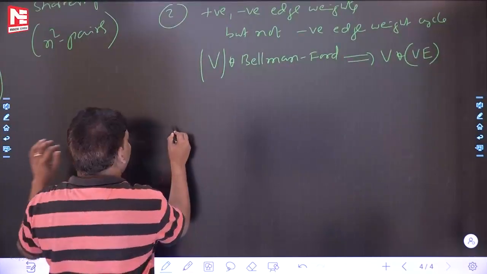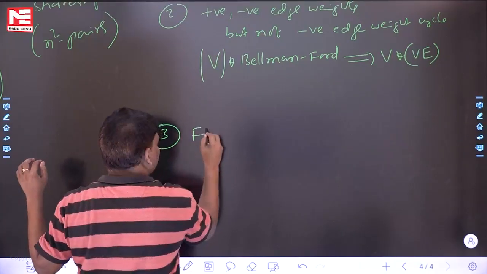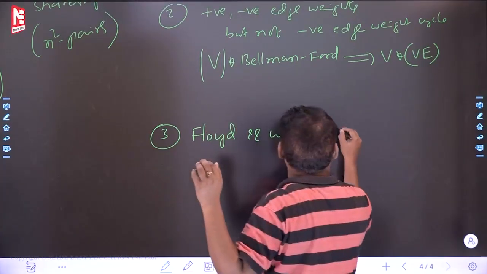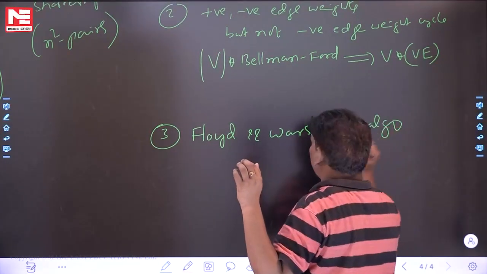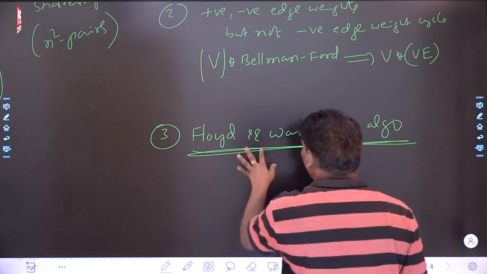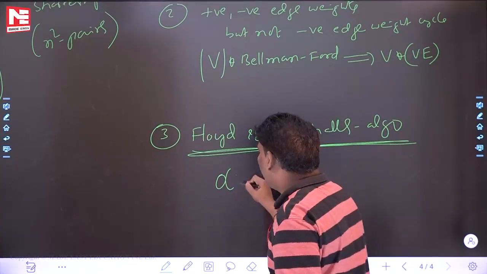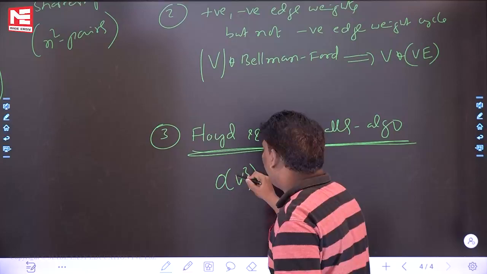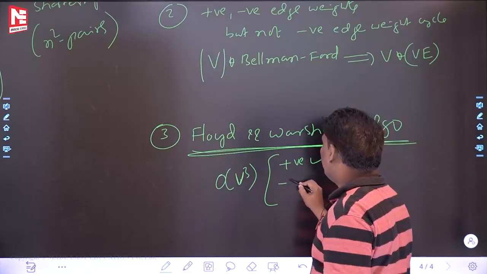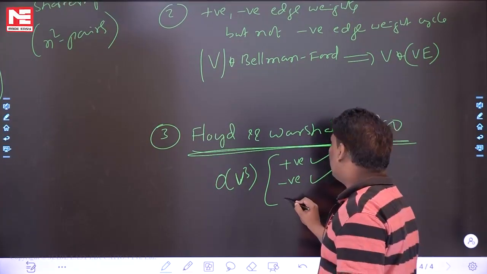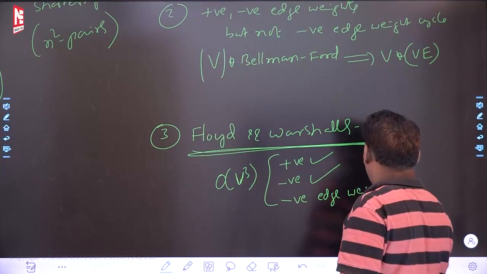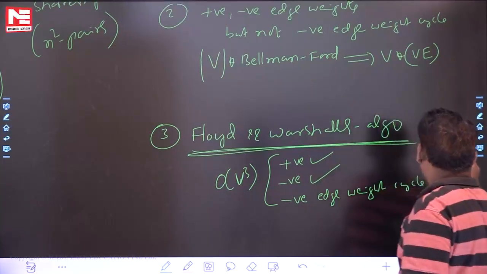See, one more better idea, the third: Floyd-Warshall's algorithm. Next one is Floyd-Warshall's algorithm, using dynamic programming to find all pairs shortest path. Listen, time complexity is going to be order of V cube. So this will work for positive and negative edge weights also, but not for a negative edge weight cycle. It doesn't work there.